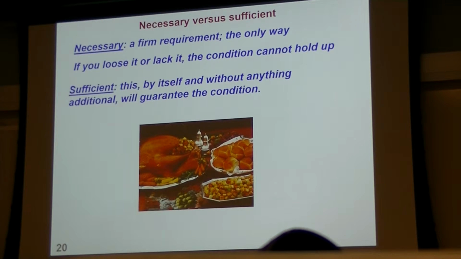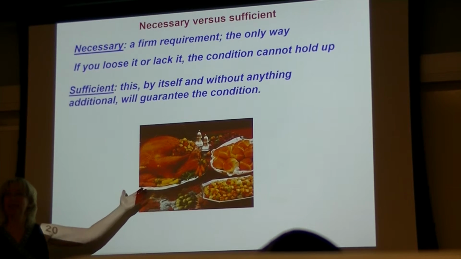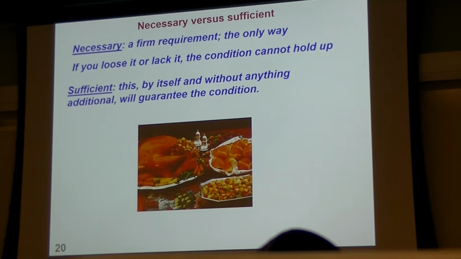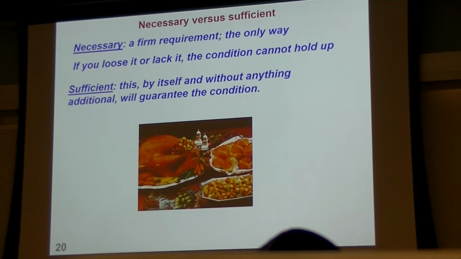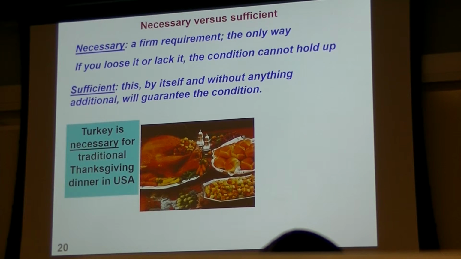And my example has to do with the turkey dinner, which is why I have a picture of a turkey dinner up here. So when you think about a turkey dinner, at least in the United States, I don't know about other countries, there are just some things that you have to have, right? You have to have a turkey. If you don't have a turkey, it's not going to be Thanksgiving dinner. So the turkey is necessary for the traditional Thanksgiving dinner in the USA.